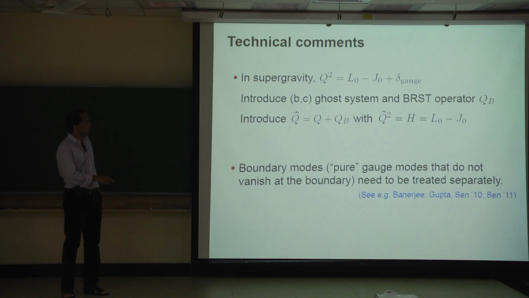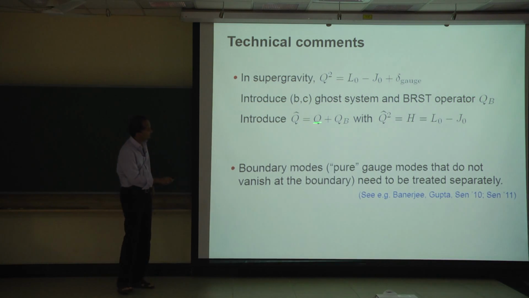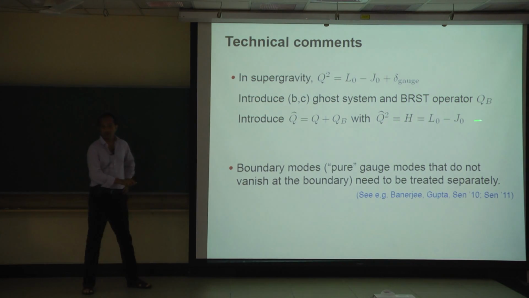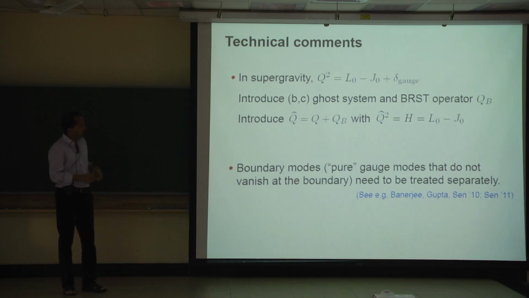Okay, very quickly, some technical comments. In supergravity, if you look at the square of the supersymmetry, it doesn't square to L0 minus J0, it only does so up to some gauge transformation. So you have to fix that by introducing some ghost fields and BRST operators. You have to build a new operator called Q hat, which depends on both Q and QB, and Q hat squared actually squares to L0 minus J0. And in terms of this Q hat, everything is algebraic. Everything is paired up. There's a cohomology, and you can literally just run the machine.